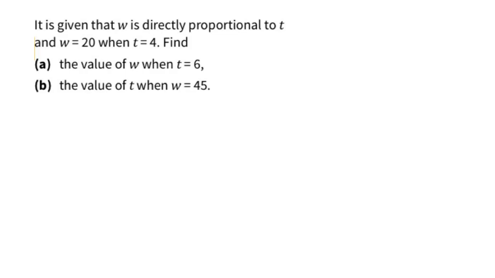Everyone, welcome to this video where we are required to solve this problem, and I saw the very first keyword, direct proportion. Okay, and I saw W is directly proportional to T. So from here, straight away the general formula would look like this. W will be equals to K times T.